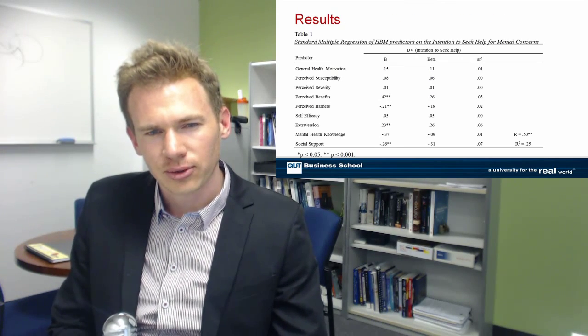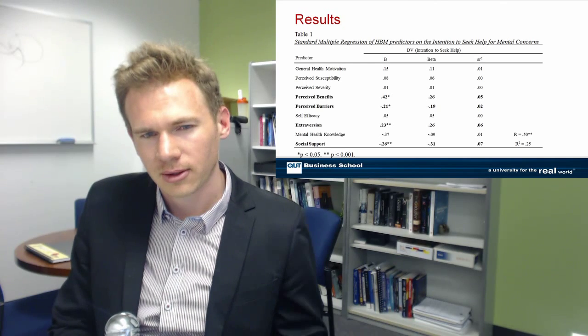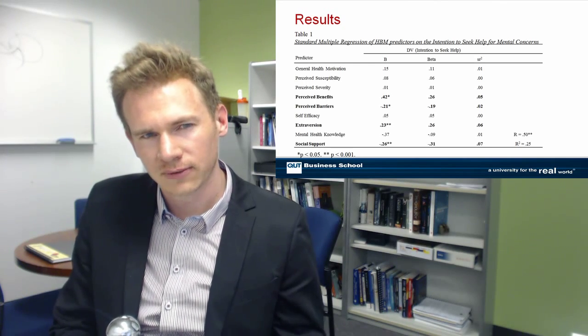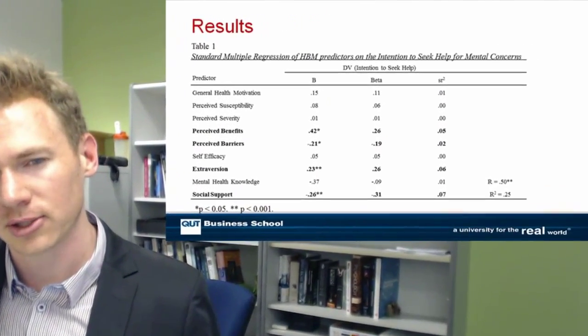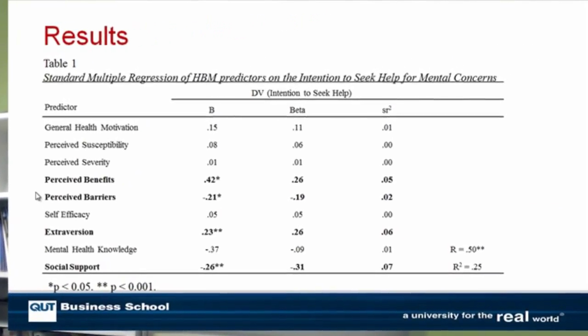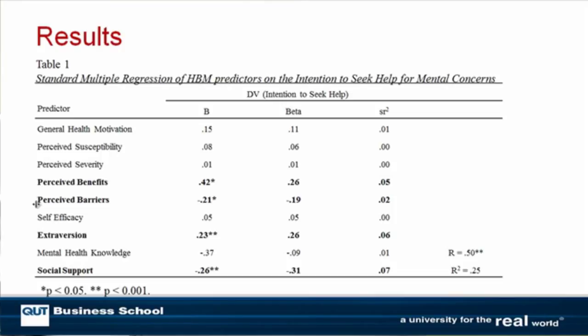What I actually found was this. Overall, I had 4 significant predictors of help-seeking behavior. So when adolescents perceived benefits in seeking help, they were highly likely to seek help. When they perceived barriers, they were less likely to seek help. When they were extroverted, they were more likely to seek help. And when they had a lot of social support, they were less likely to seek help.